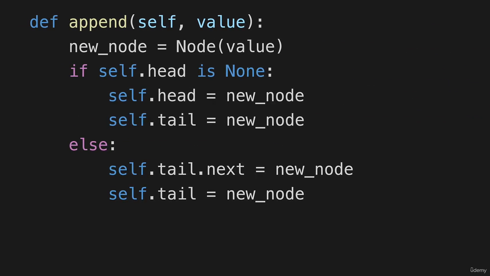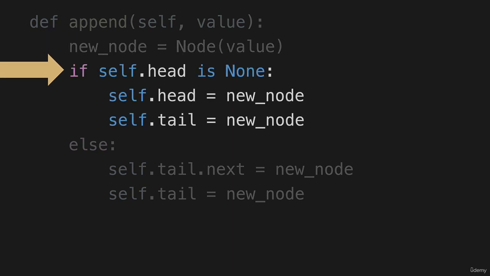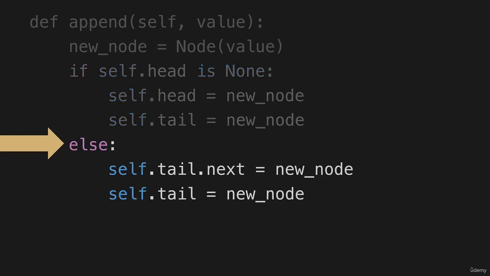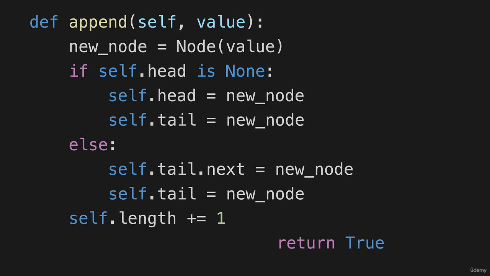Okay, so let's look at what we've done here. We've created a node. We've tested to see, is this list empty? In this case, we're going to do this. Otherwise, we're going to do these steps here. The only thing left to do is to increase the length of the linked list by 1. And there's one other thing I'm going to do here, and this is completely optional. I'm going to have it return true.